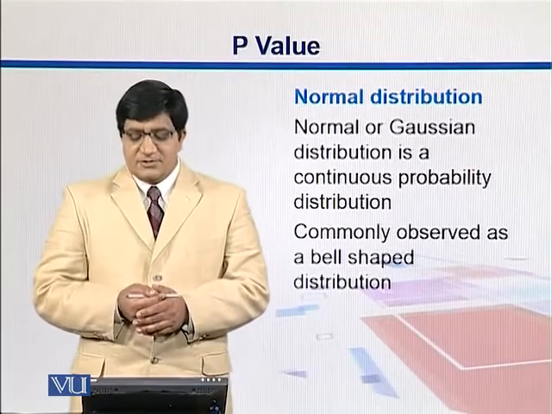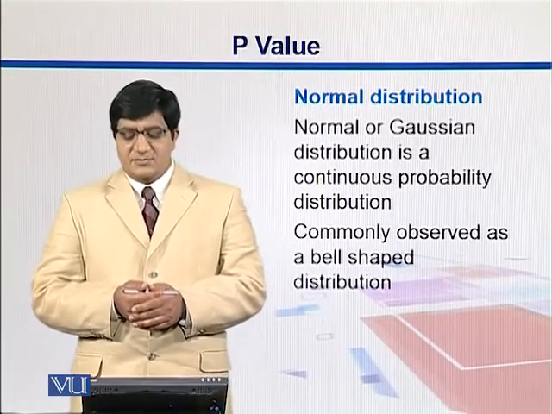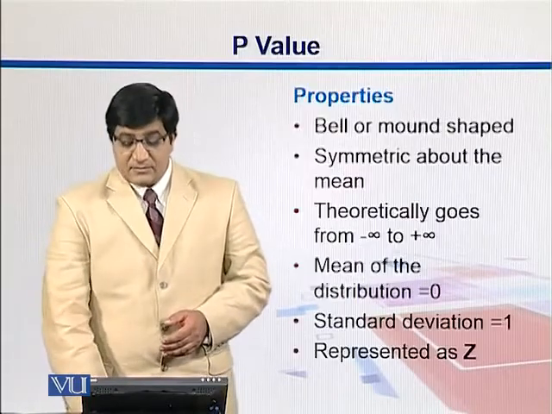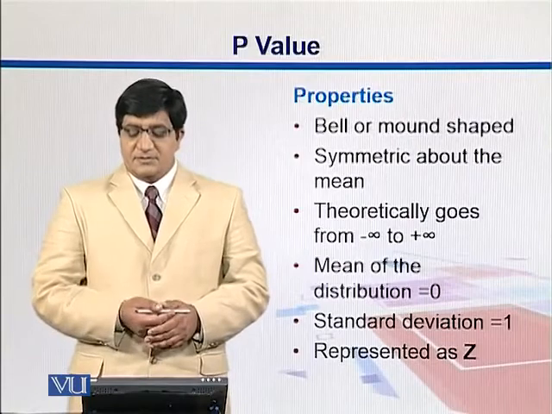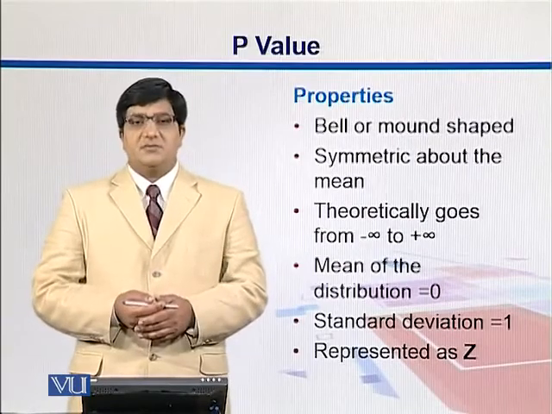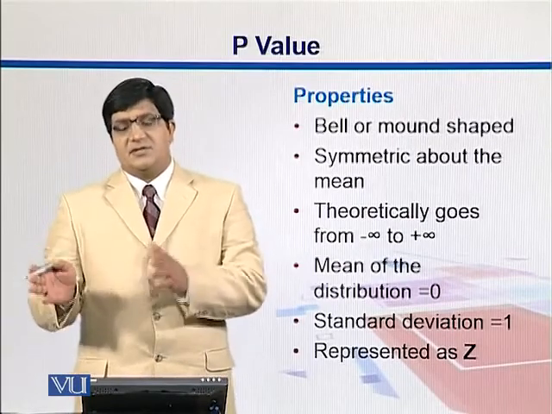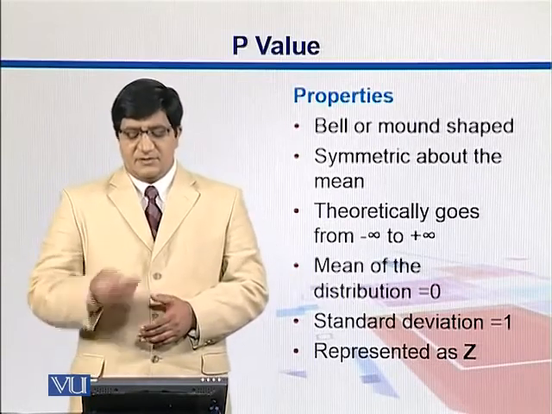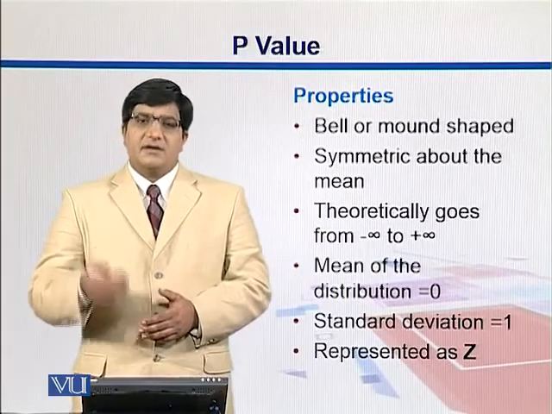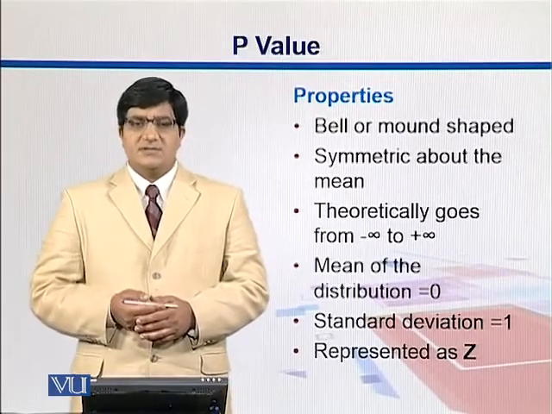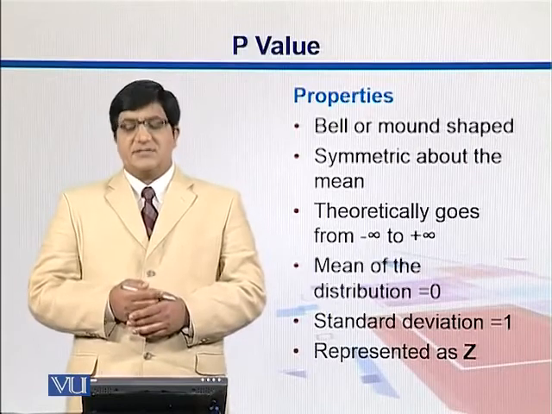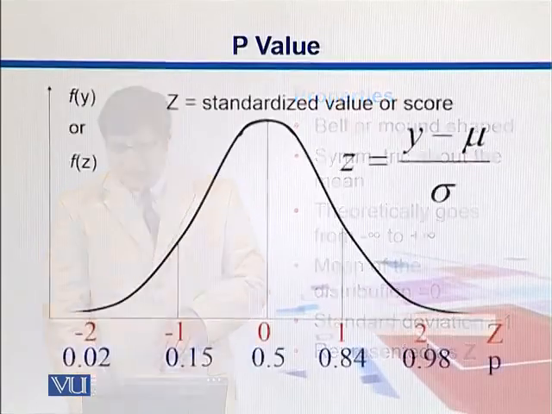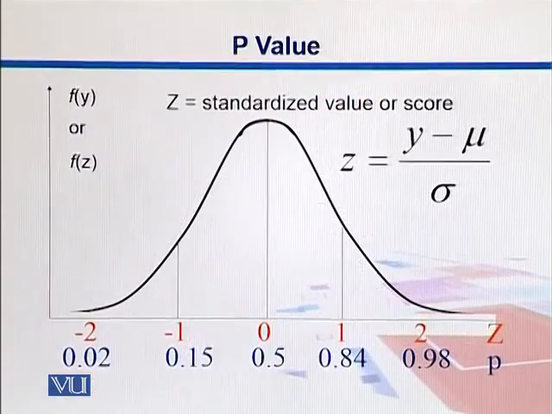A normal or Gaussian distribution is a continuous probability distribution, so commonly it is observed as a bell-shaped curve. It's bell-shaped, symmetric around the mean, so as many values to the right of the mean as to the left, and theoretically it goes from negative infinity to positive infinity. In an ideal scenario, this distribution has a mean of 0 and standard deviation of 1, so we commonly call it a Z distribution. Generally it's represented like this.